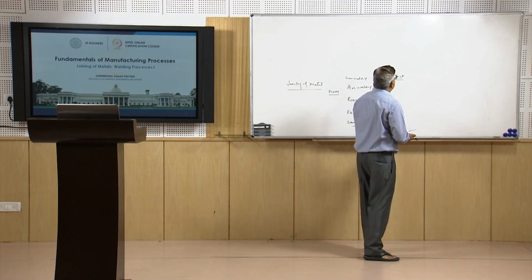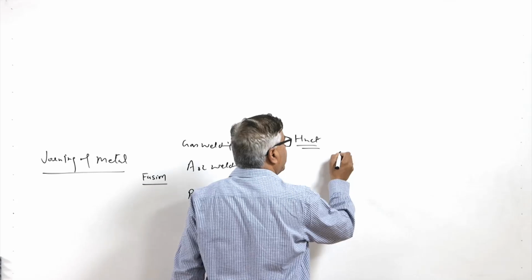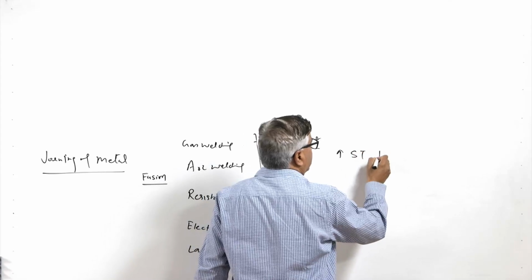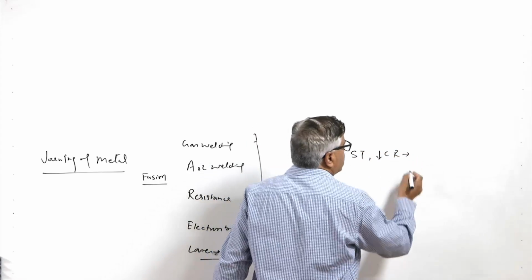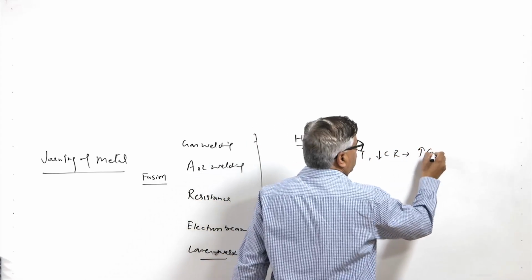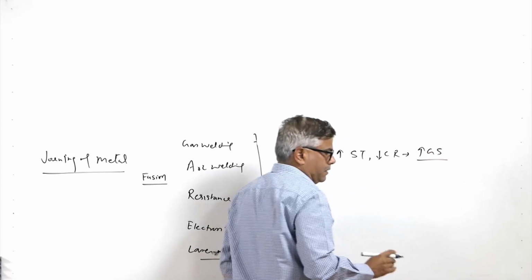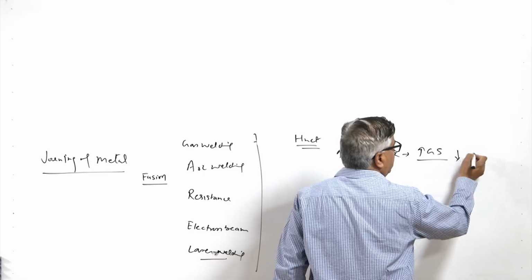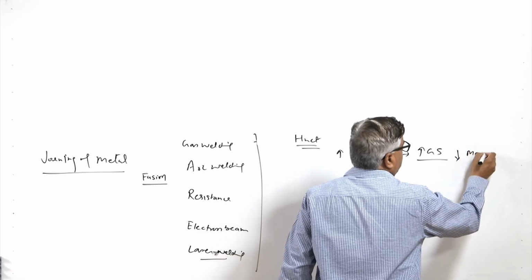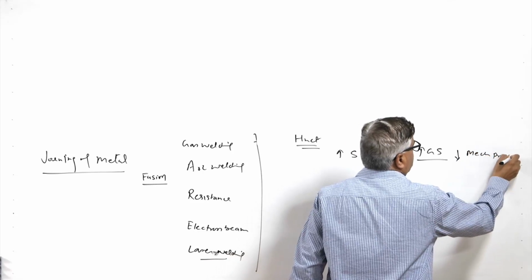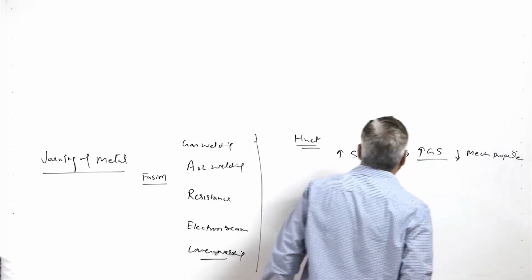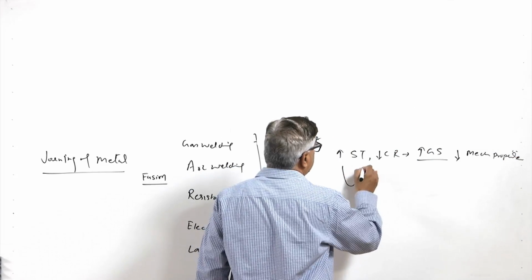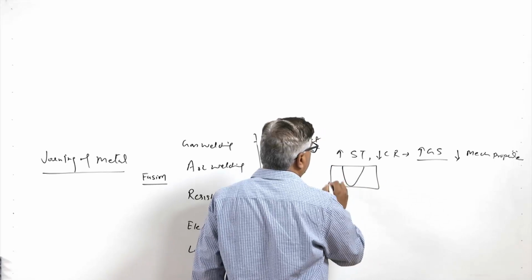There are a few more effects. The increase in the solidification time and a reduction in the cooling rate in general increases the grain size of the weld metal, and an increase in grain size in general reduces the mechanical properties. So, this is what is generally observed with the increase in the heat input and with the increase in the size of the weld pool also.